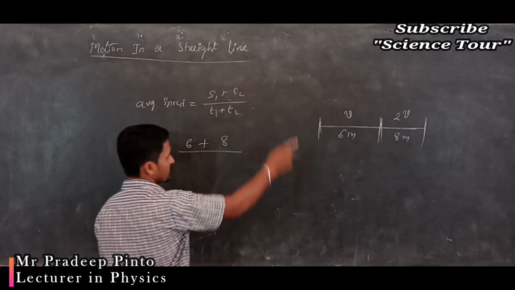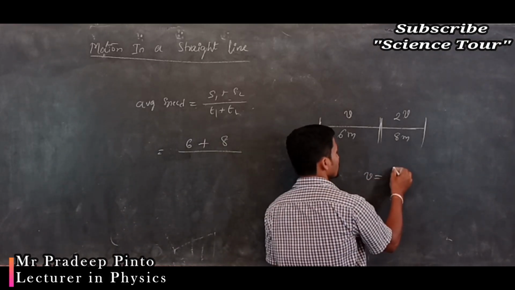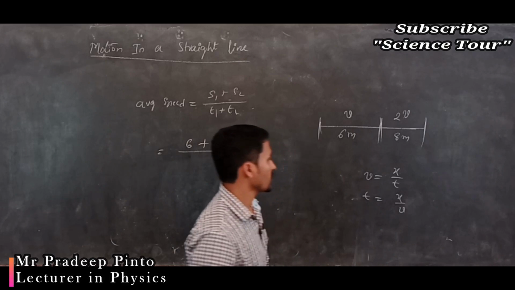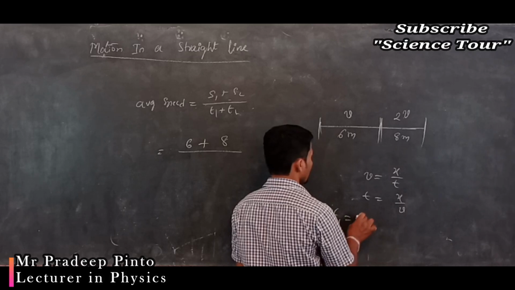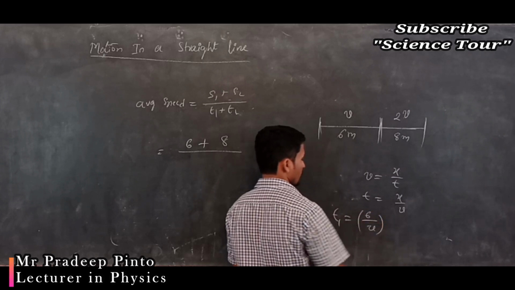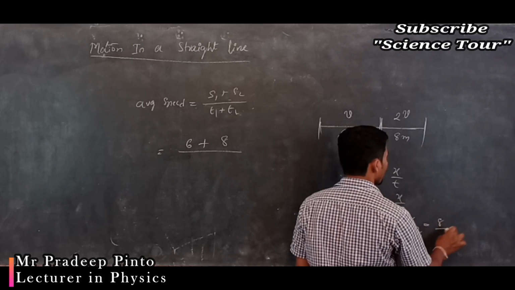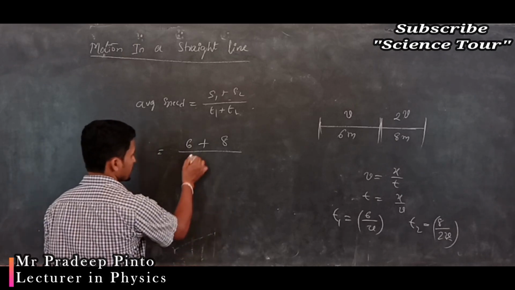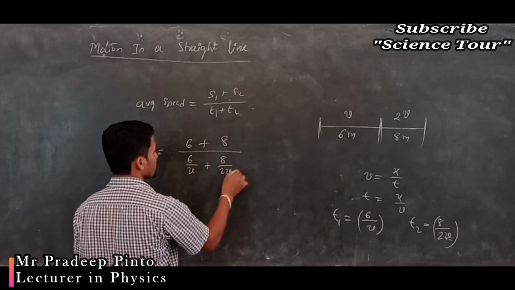Is the time T1 given? It is not given. How to write down the time? We know that V is equal to displacement by time, so time is equal to displacement by velocity. Now T1 I can write as displacement 6 by V, and T2 I can write as 8 divided by 2V. So T1 means 6 divided by V plus T2 means 8 divided by 2V.